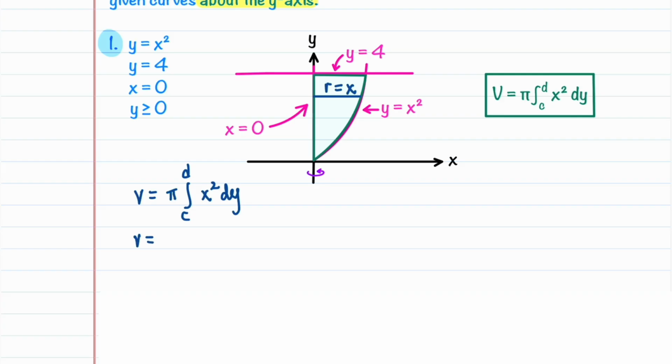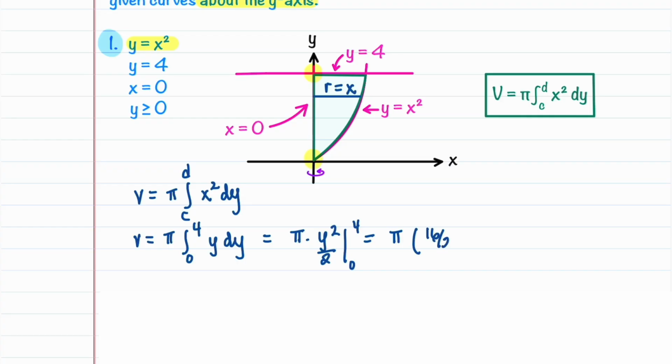Our volume is then pi times the integral from c to d. c is equal to 0 and d is equal to 4. So we have 0 to 4. Our x squared is equal to y. Let me highlight that. That's right up here. So we just have y dy. This gives us pi times y squared over 2 from 0 to 4. This is pi times 16 divided by 2 minus 0, and we get an answer of 8 pi.